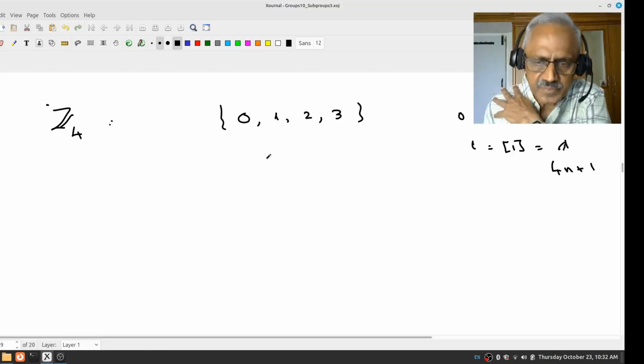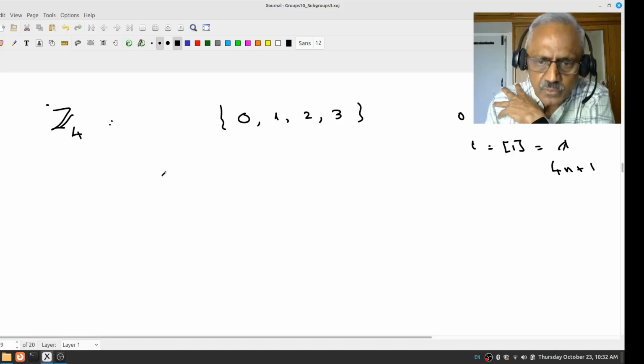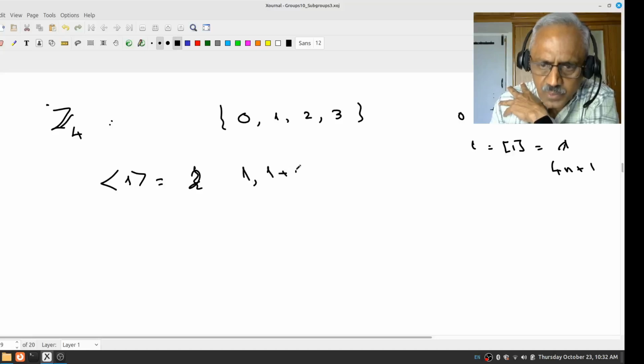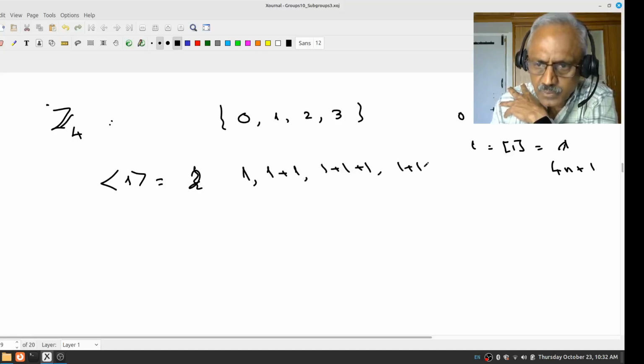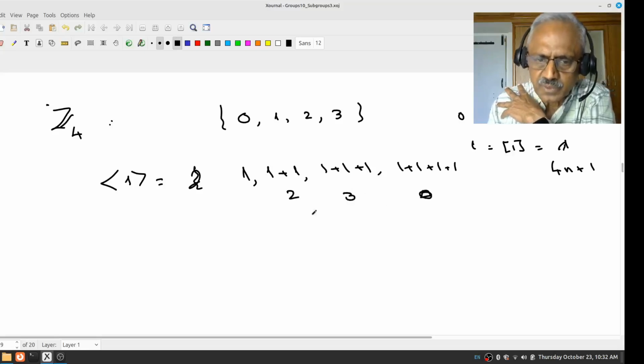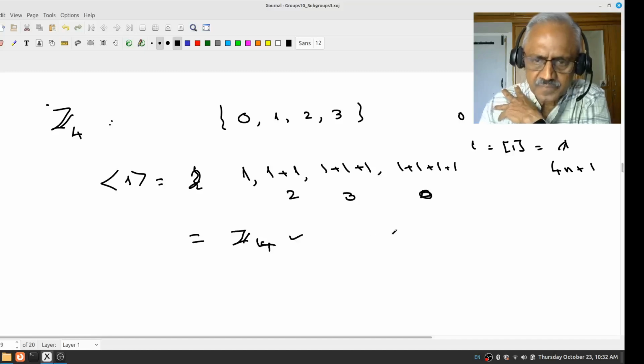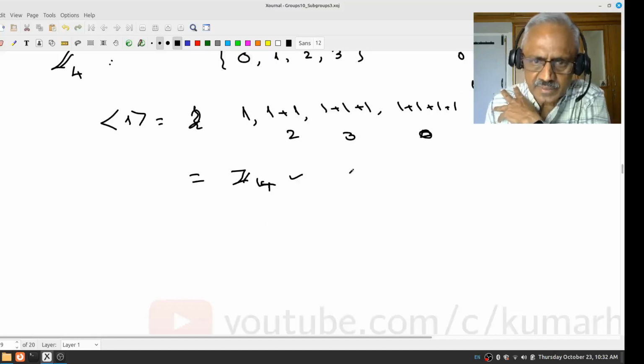Now let us look at what is the cyclic subgroup generated by 1. By definition, it is 1, 1 plus 1, 1 plus 1 plus 1, and 1 plus 1 plus 1 plus 1. This is 2, this is 3, this is 4, therefore 0. Therefore, the cyclic subgroup generated by 1 is actually Z4. Is that clear? Do you understand what I have done?